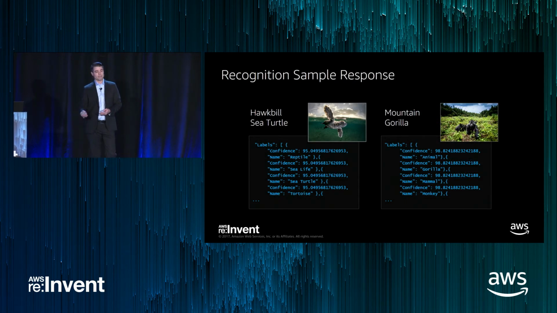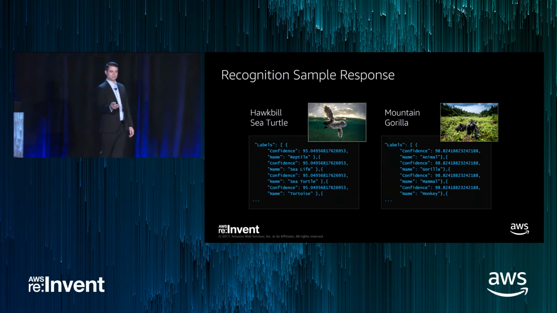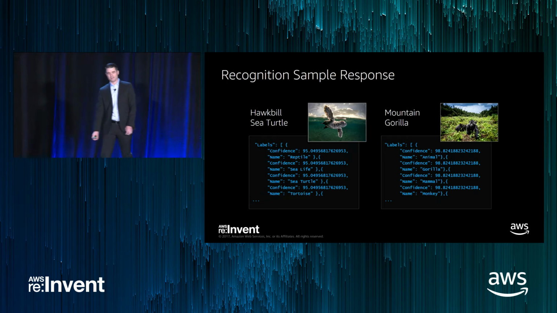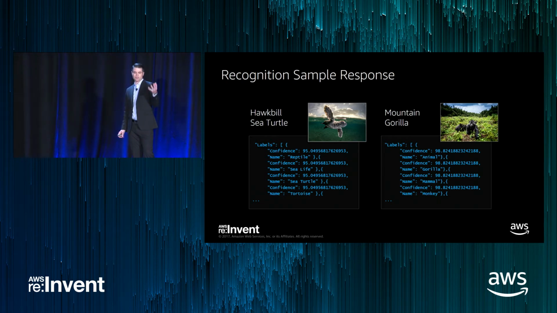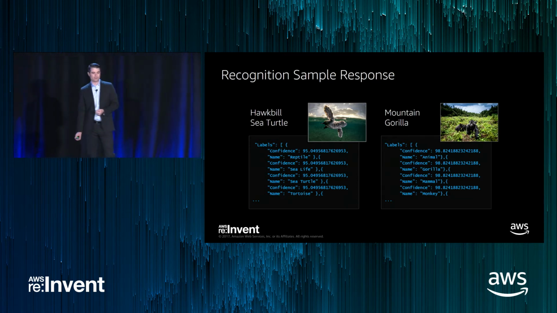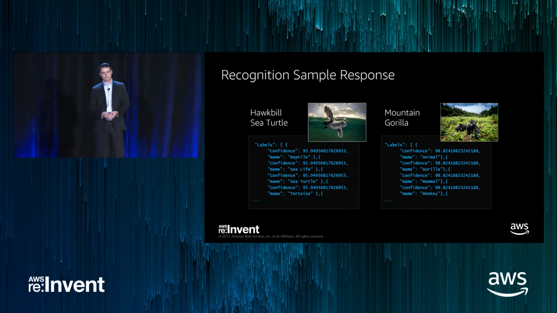Diving into a sample response, we can see we have a hawksbill turtle here on the left and the mountain gorilla on the right. The hawksbill turtle recognition has returned a 95% rating that this is a reptile. We're looking at sea life. There's a sea turtle here. It's a tortoise. For the mountain gorilla, a little higher rating, 98% that it's an animal, gorilla, a mammal, a monkey. So reasonably good labels that have been returned here.